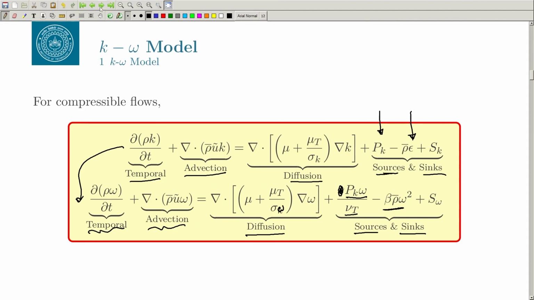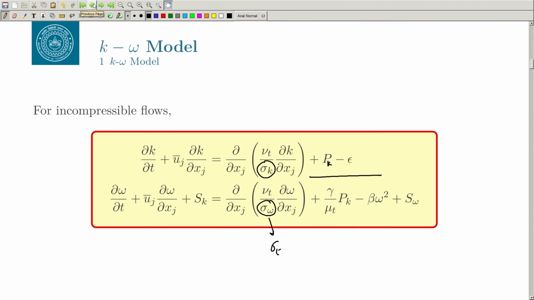If you look at it in a simpler form, I will come to this gamma. This is basically taken for a transitional model, because right now you can just think of it as 1 by nu t. This is for the incompressible flow, that is why you see there is no rho here. I am giving the equation for both compressible and incompressible flow, and this is how the equation looks in the incompressible flow.